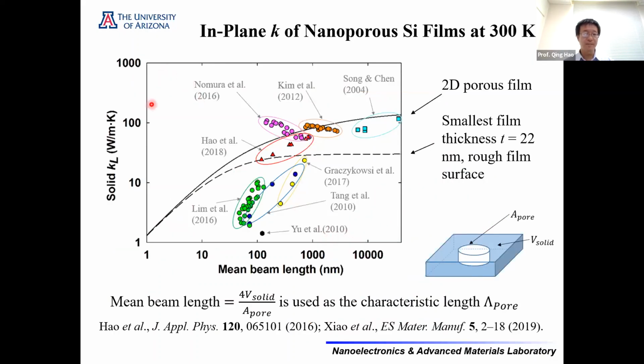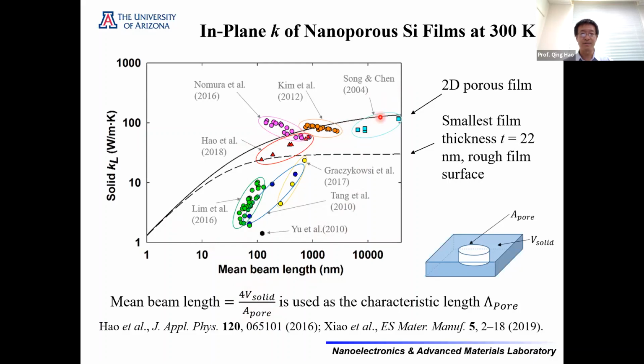So the image here is taken from our review paper, where we summarize the reported room temperature lattice thermal conductivity for different nanoporous silicon thin films. The x-axis is the mean beam length as a characteristic length of the structure. In radiation, the mean beam length is defined as 4 times the solid volume divided by the surface area of the nanopores. We also have two curves as theoretical prediction.